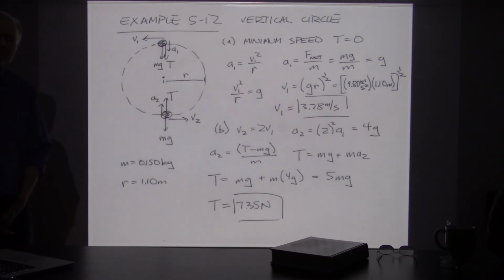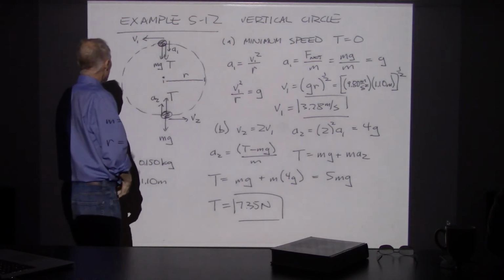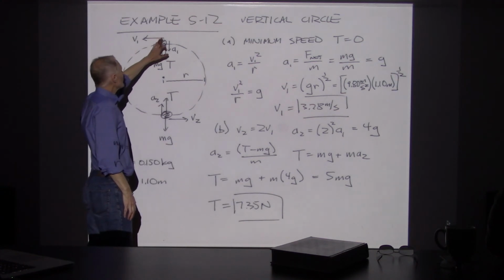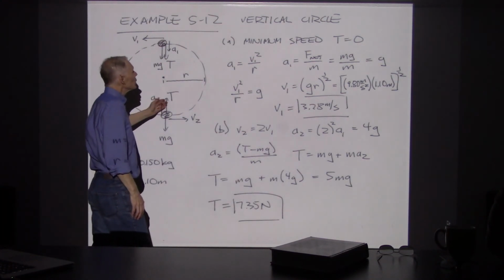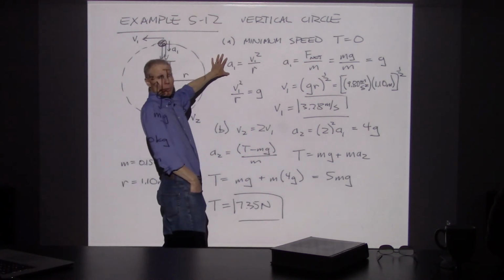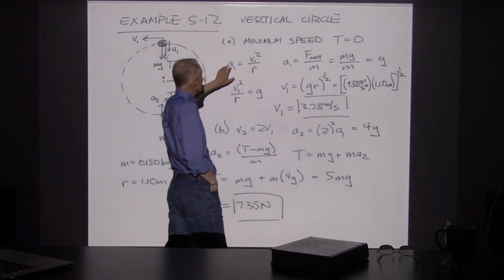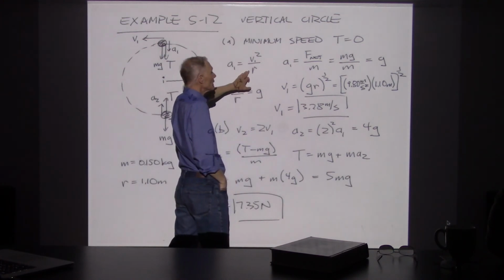Now, that means the velocity isn't zero. There's got to be some speed at the top in order for that to happen. If the velocity stops here, the ball just falls, right? So let's write in our kinematic formula. This is telling me how the acceleration and velocity and radius are all related.